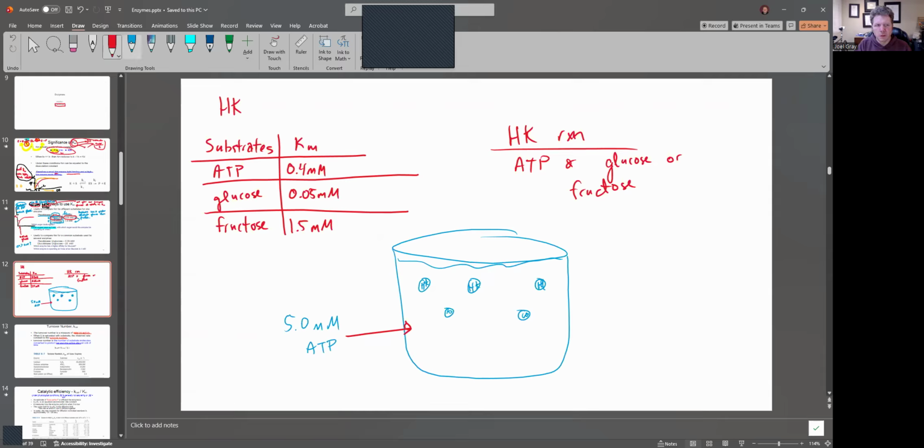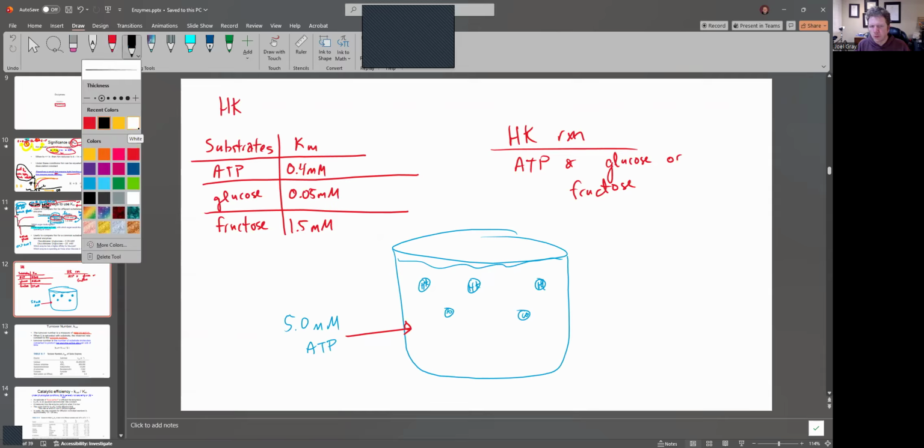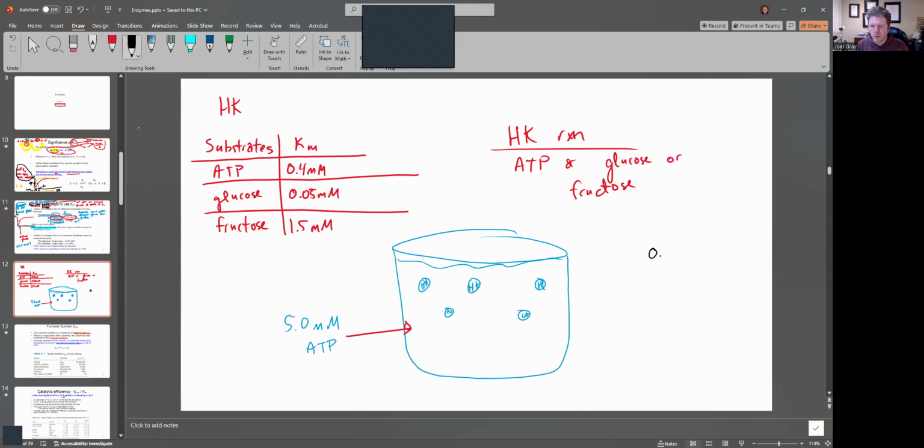Now, I'm going to give you two options. We're going to give our enzyme 0.005 millimolar glucose. And then I'm also going to put in here 1 millimolar fructose. Actually, no, you know what? I'm going to go with 1.5 millimolar fructose. So 1.5 millimolar fructose and 0.005 millimolar glucose.